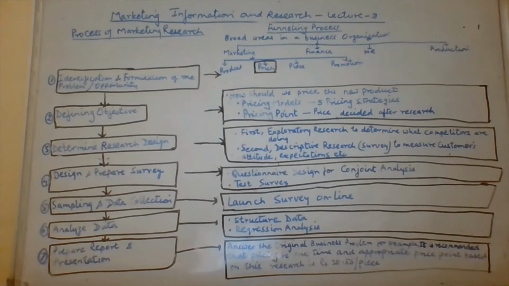So one is, for example, the identification, defining how do we define the objective. Now, objective is, for example, in the four P's, I've taken price. Now, how should we price a new product? Now, this is a problem with us.